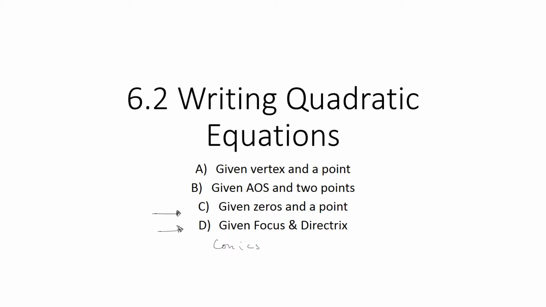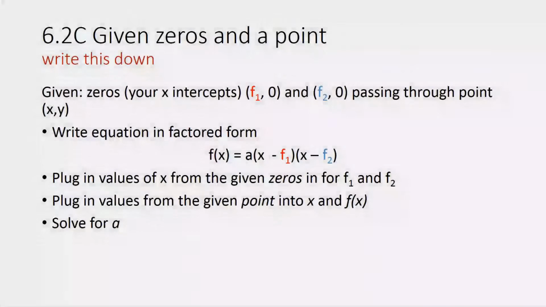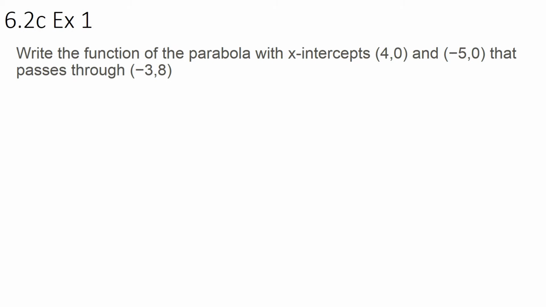On the next slide, I have the steps and the formula that you're going to need to use to write these equations. Make sure that you write it down and have them ready to go over while I do the examples. Alright, so the formula that I gave you to use is f of x is equal to a times x minus factor 1 times x minus factor 2.